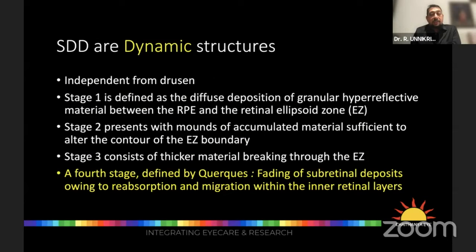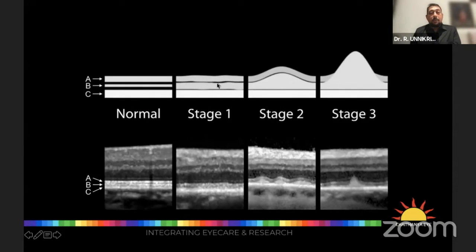So they are dynamic structures. If you look at this picture, first there is only an obliteration of the layers, and subsequently mounds are formed, and then a triangular penetration of the ELM happens in stage 3.